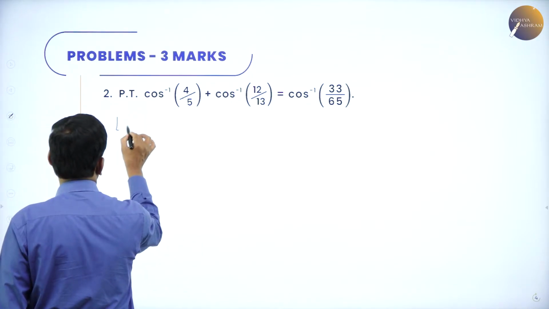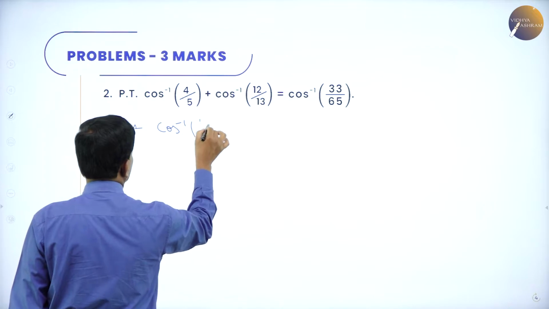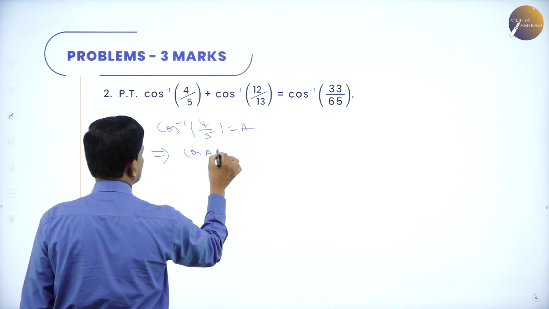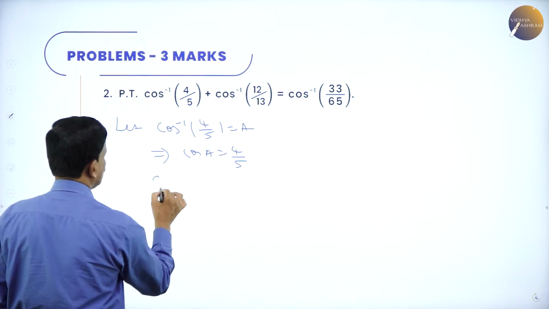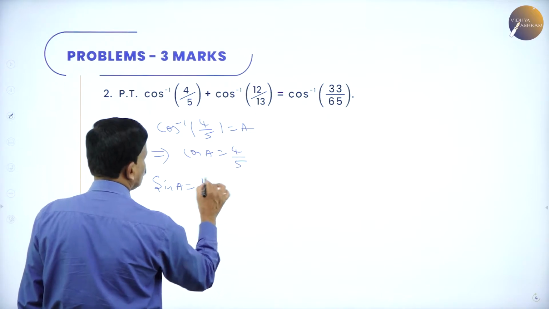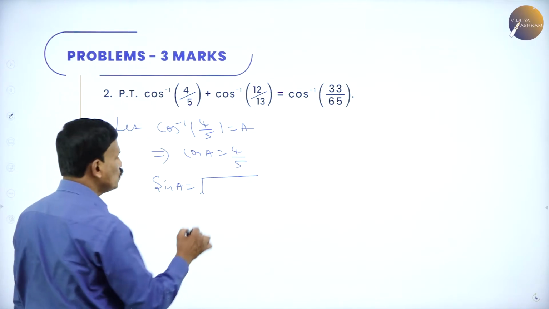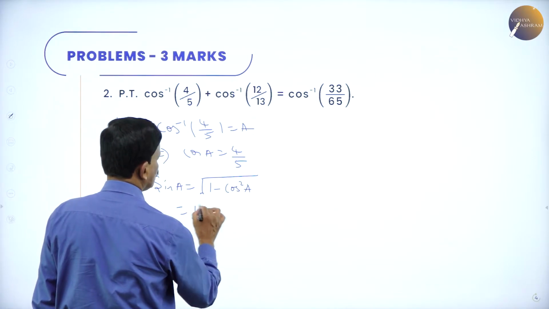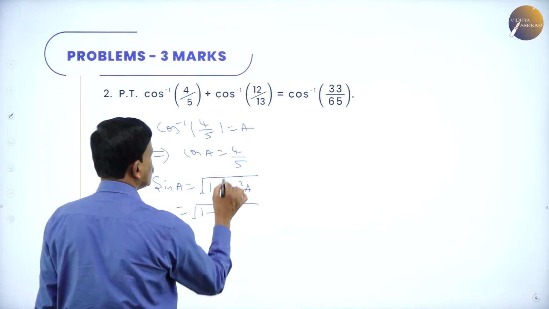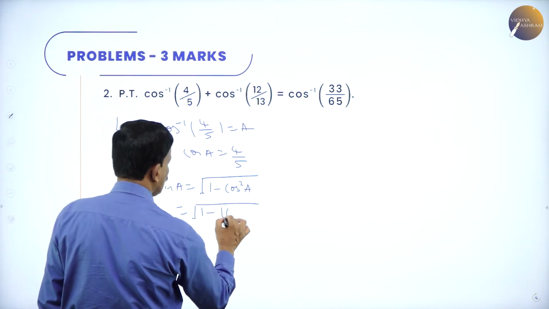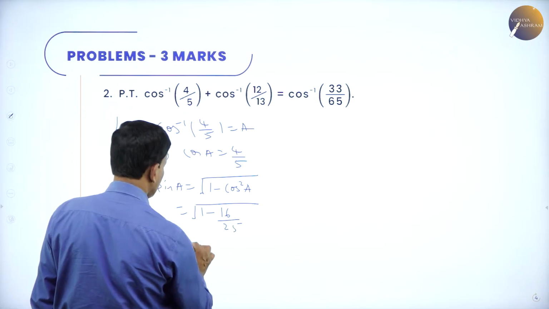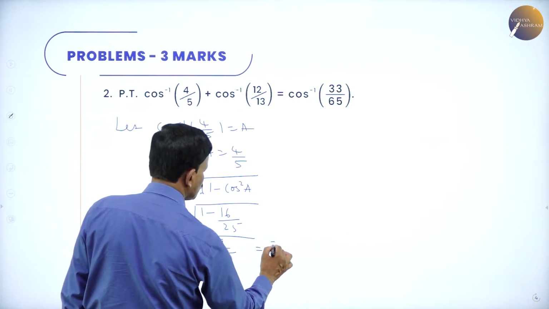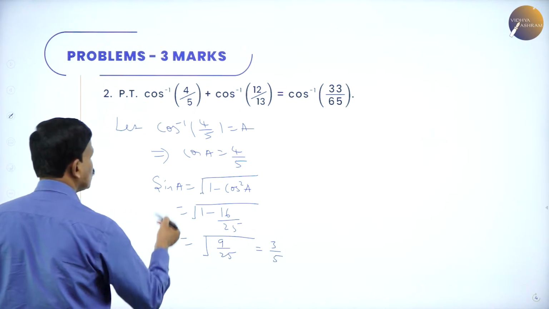Now let cos inverse of 4 by 5 be equal to a. This implies cos a is equal to 4 by 5. Now find out the value of sin a. You know the formula: sin theta is equal to root of 1 minus cos square theta. Sin a is root of 1 minus cos square a. This is 1 minus, cos a is 4 by 5, cos square is 16 divided by 25. So this can be written as 25 minus 16 is 9 by 25, which is equal to 3 by 5. You can use Pythagorean triplet also.